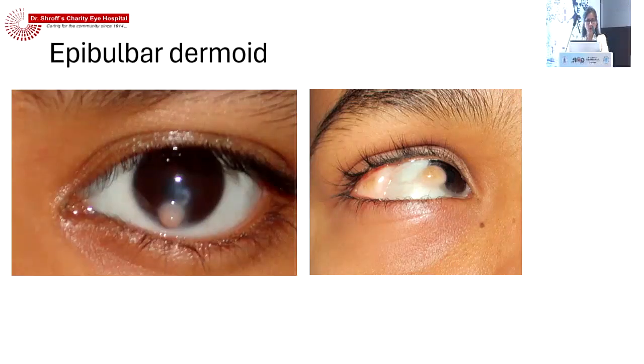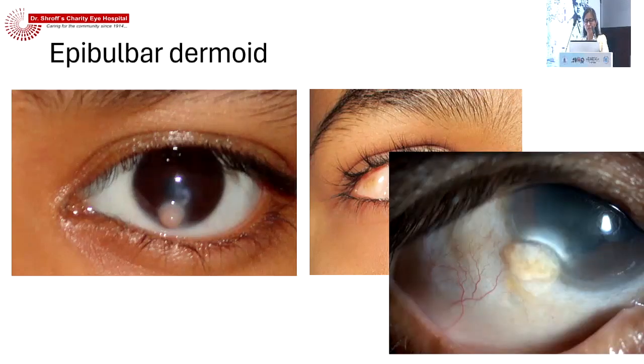Epibulbar dermoids again are pretty common, mostly seen at the limbus, so it could be a limbal dermoid or sometimes can involve predominantly the cornea, just like what we see in the first patient where there is mostly a corneal involvement, but more often than not it will be involving the limbus.